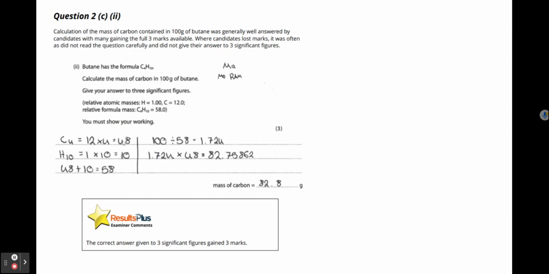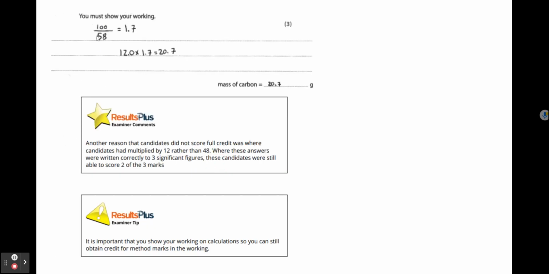We've got the 12 times 4 is 48. Okay, 48 plus 10 is 58. 100 divided by 58 is 1.742. Multiply that by 48, it gives us 82.8. Here we've got 100 divided by 58 is 1.7. 12 times 1.7 is 20.7. Okay, so this one, they haven't done it quite correctly. They've multiplied it by 12 for 1 carbon rather than the 48.